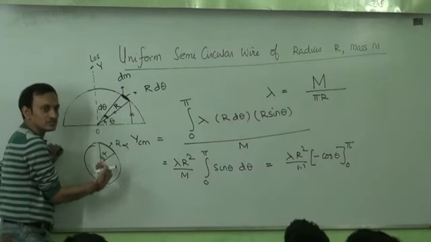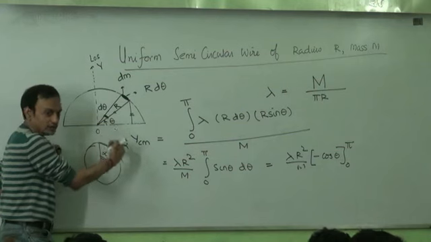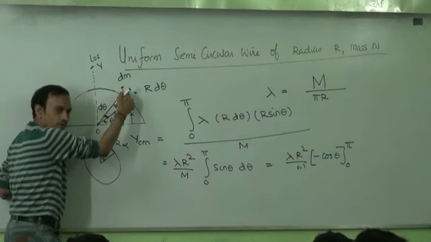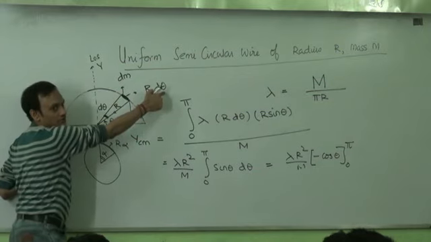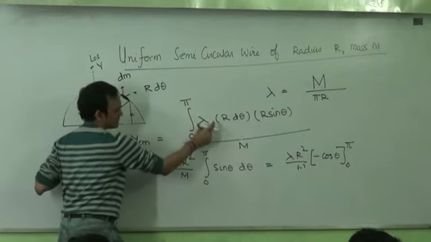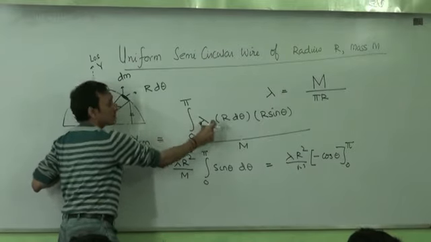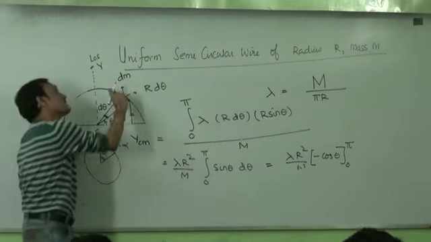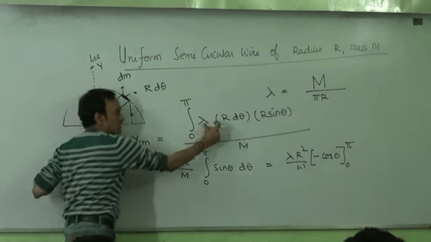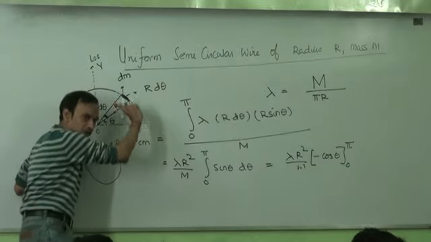If alpha is in radius, it's going to be r alpha, right? So if this angle is d theta, then this length is r d theta. I can explain why this is r d theta. And if this length is r d theta and lambda is the mass per unit length, then lambda into r d theta would be the mass dm of this element, right? Mass per unit length into length is going to give me the mass dm of the element.